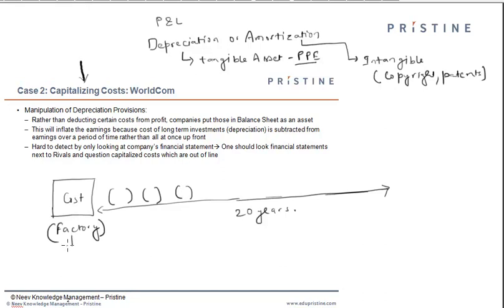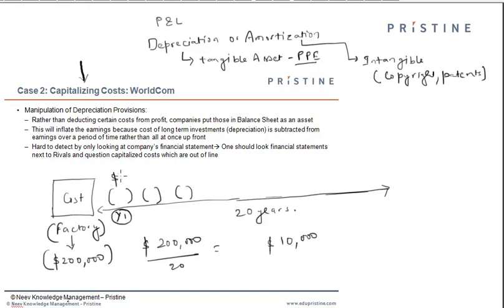So let's say the factory cost is $200,000. Rather than taking a hit of $200,000 in the P&L in year 1, I'm assuming that the factory got constructed in year 1, we spread this $200,000 cost over the next 20 years. Assuming straight line depreciation, it amounts to $200,000 divided by 20, which is equal to $10,000. So $10,000 per annum gets deducted for the next 20 years as my depreciation expense.